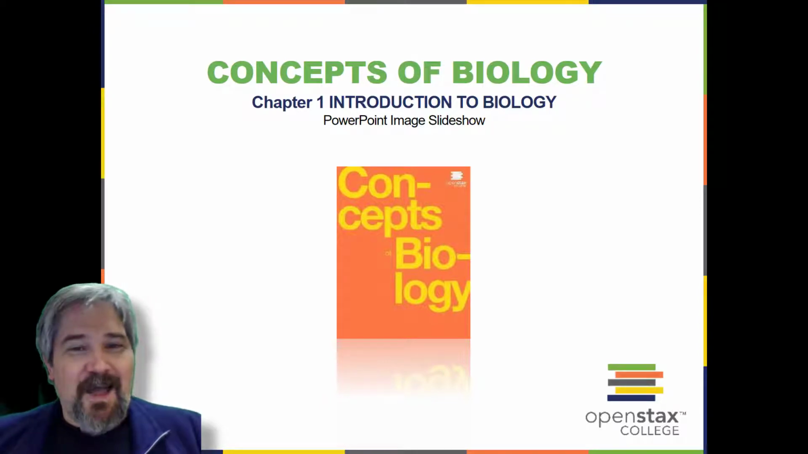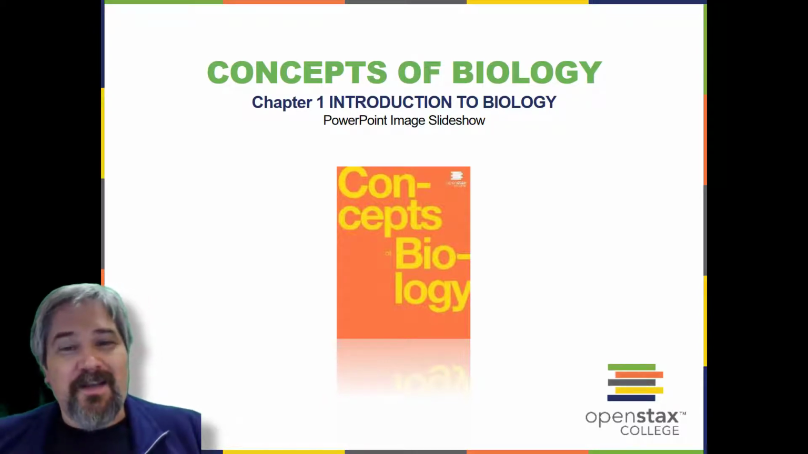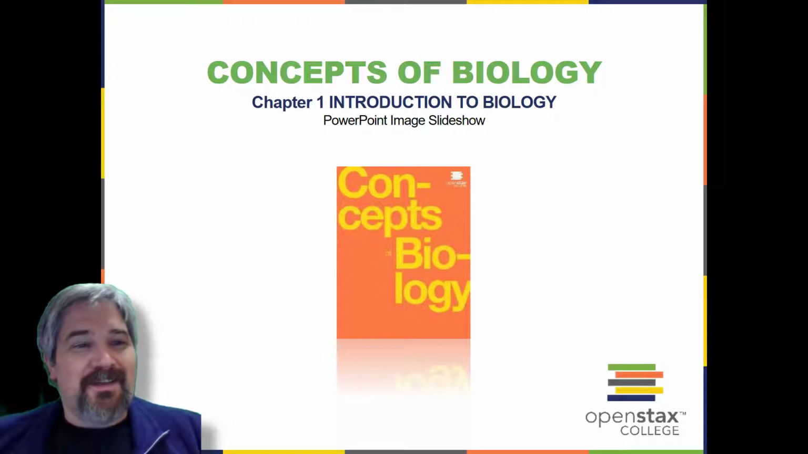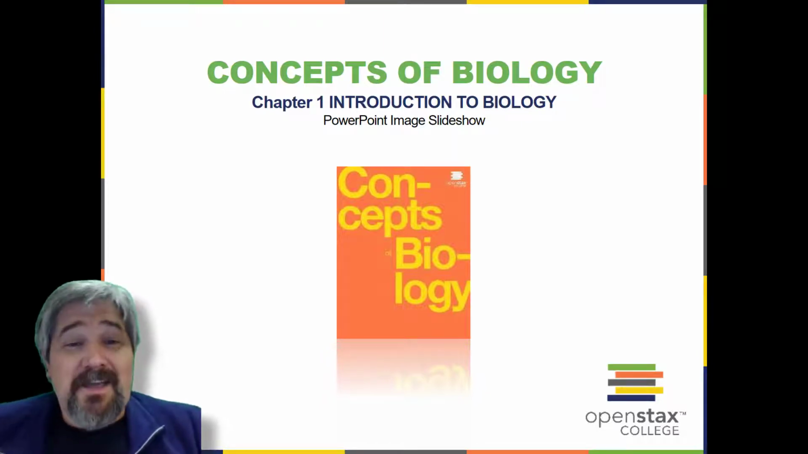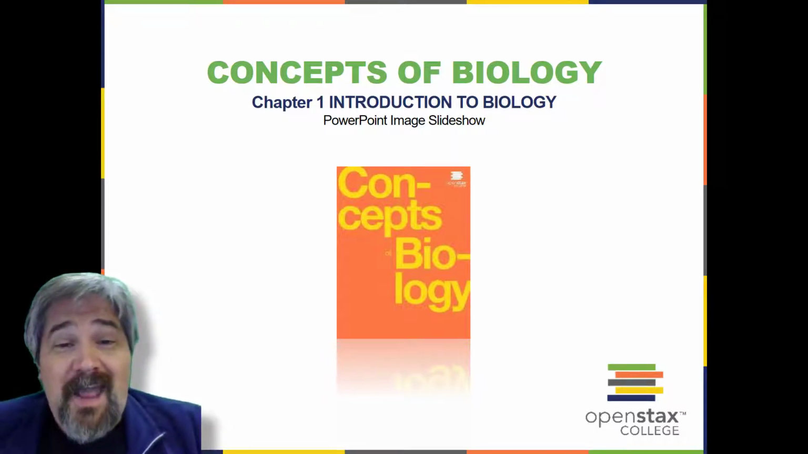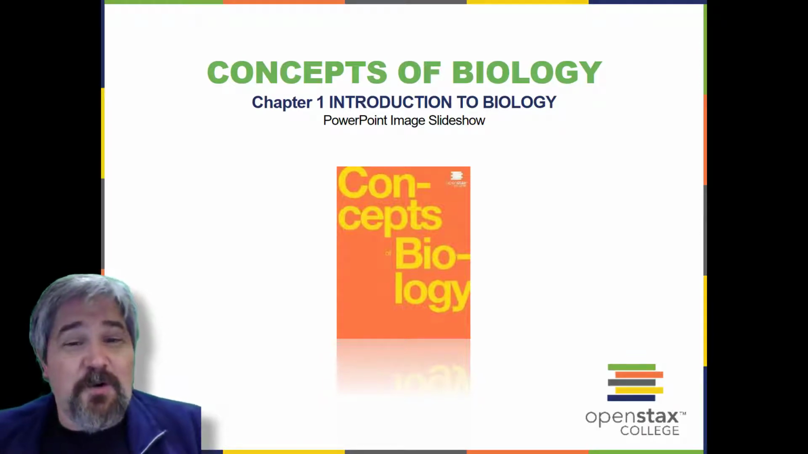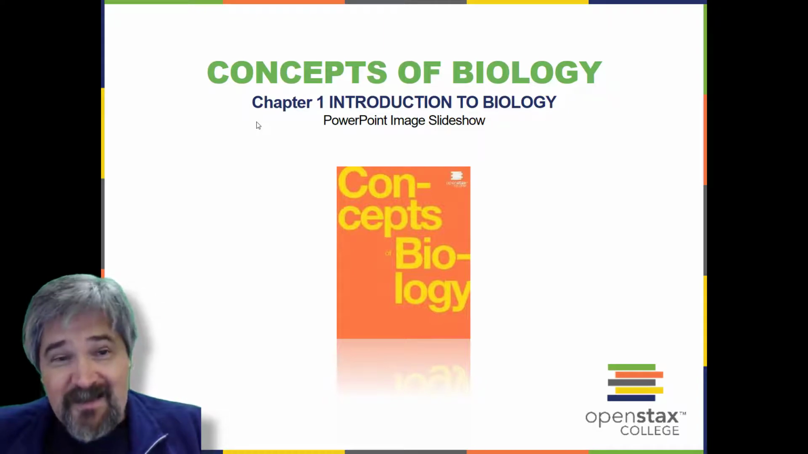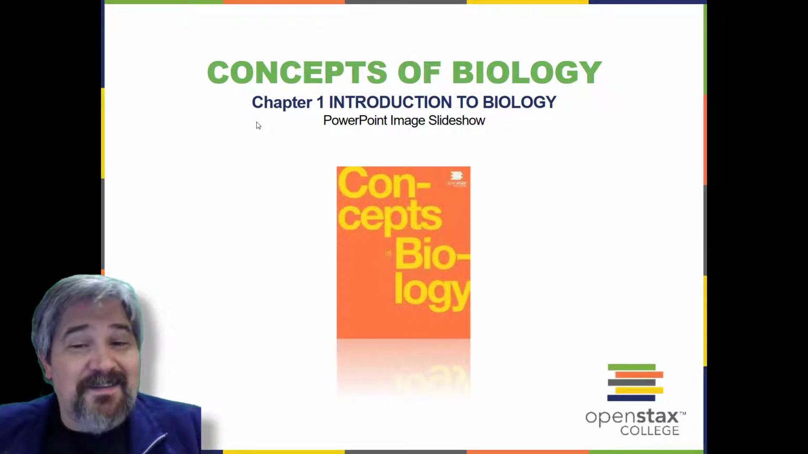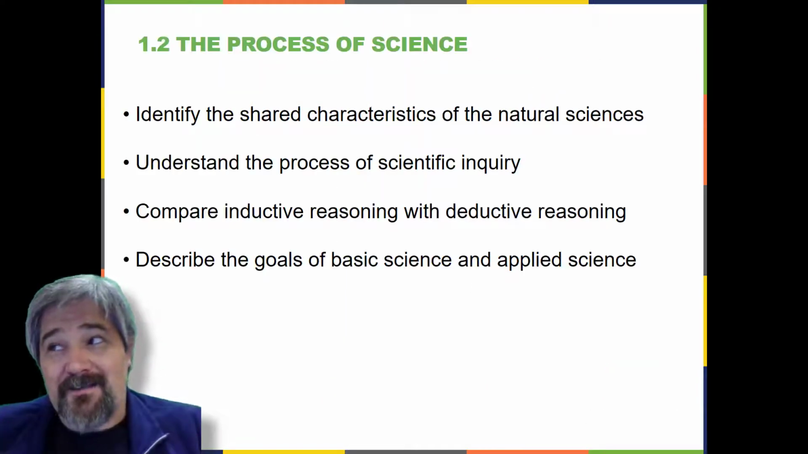In this section, I'm going to go over the process of science as it is written in the Concepts of Biology book from OpenStax. By the end of this section, you will be able to identify the shared characteristics of the natural sciences, understand the process of scientific inquiry, compare inductive reasoning with deductive reasoning, describe the goals of basic science and applied science.